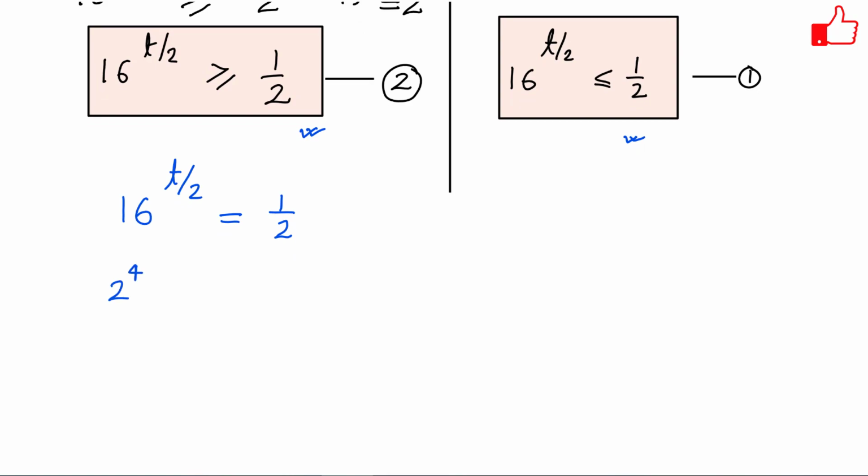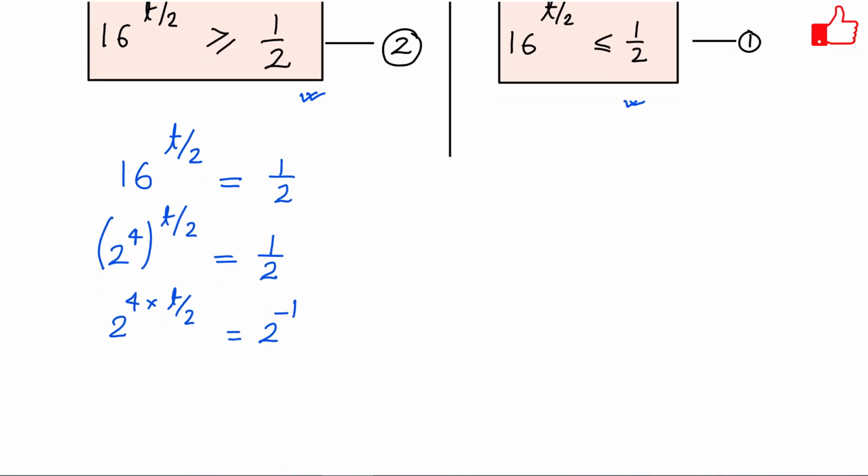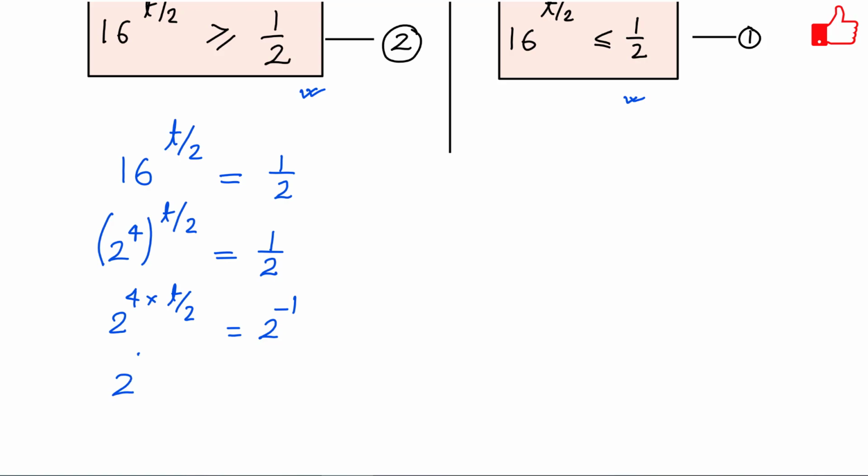So 16 can be written as 2 raised to the power 4, and this raised to the power t by 2 is equal to 1 by 2. This becomes 2 raised to the power 4 times t by 2, and the right side can be written as 2 raised to the power minus 1. So this means 2 raised to the power 2t is equal to 2 raised to the power minus 1. Now the bases are the same. Here I have base 2, here also 2. So the exponents also have to be the same. This means 2t is equal to minus 1, and this implies t is equal to minus 1 by 2.